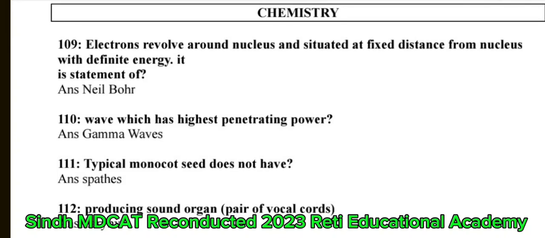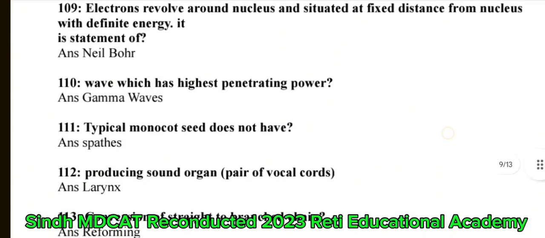Question number 109. Electrons revolve around the nucleus and are situated at a fixed distance from the nucleus with definite energy. It is a statement of, and the correct answer is Neil Bohr. Question number 110. Wave which has the highest penetrating power, and the correct answer is gamma waves. Question number 111. A typical monocot seed does not have, and the correct answer is spathes.